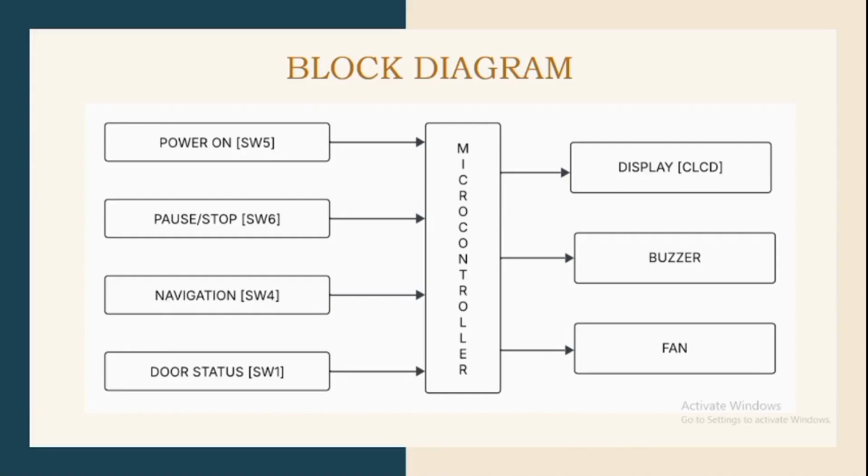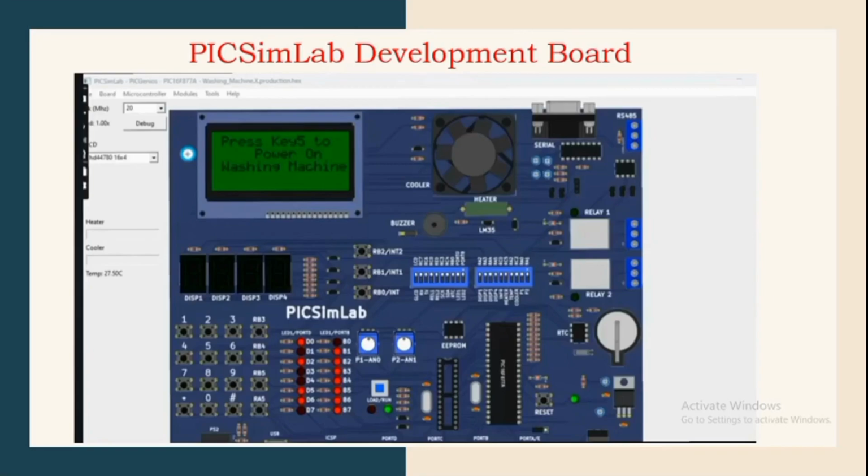So this structure represents a closed-loop embedded control system where user input leads to actions which in turn provide feedback by the LCD or buzzer. This diagram helped us understand the overall flow before coding.